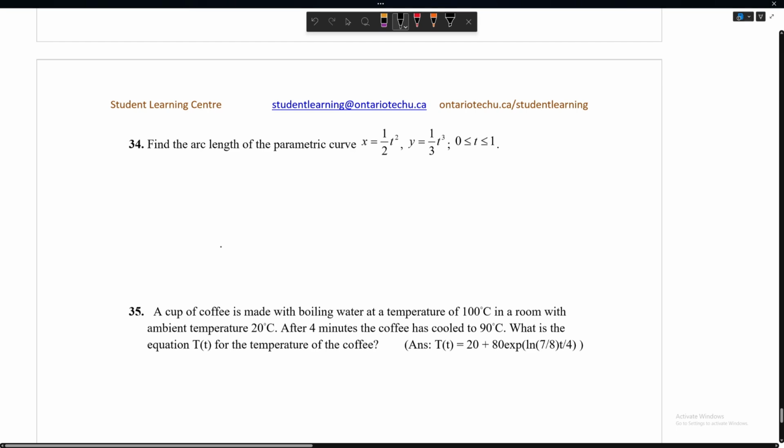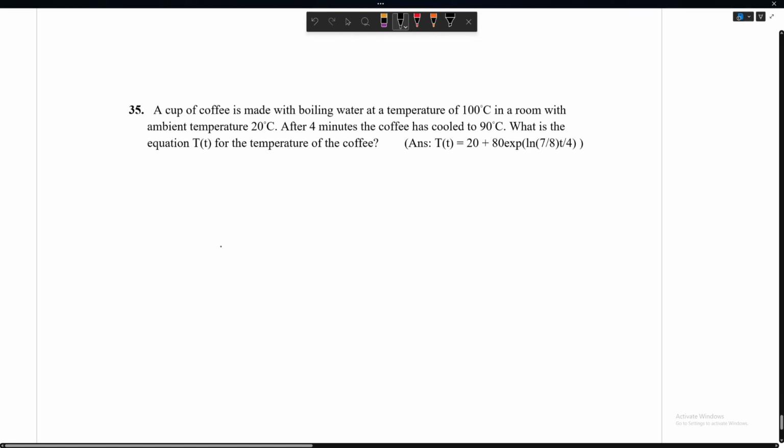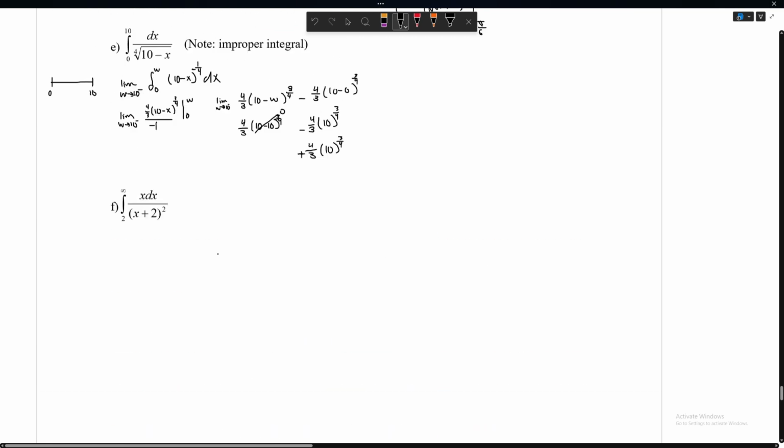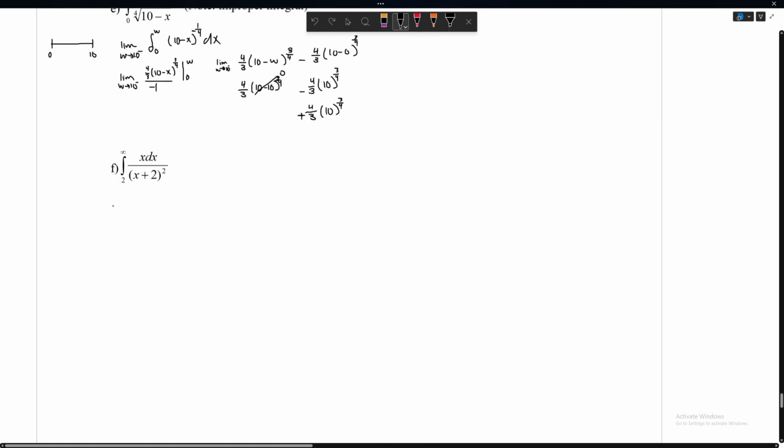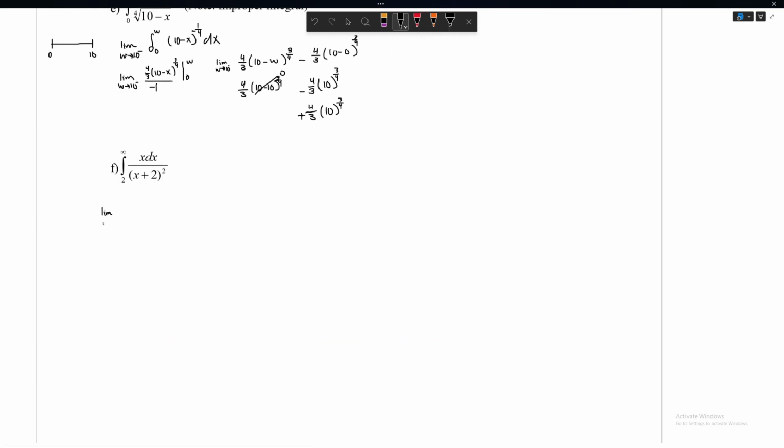What do we have here? Arc length, which is an equation. Okay, we're almost done. So for this one, take your limit, improper integral, as w goes to infinity, from w to 2, you have x over x plus 2 dx. Now, let's say I'm going to integrate this separately on the side here, my x over x plus 2 dx, right?